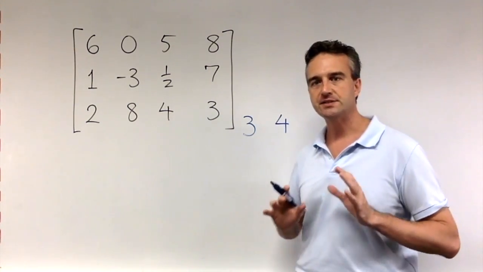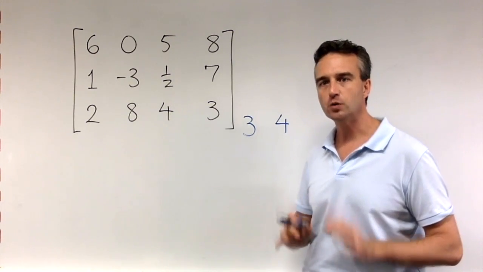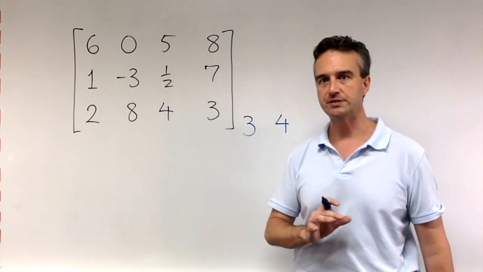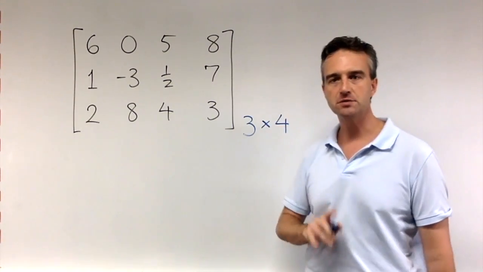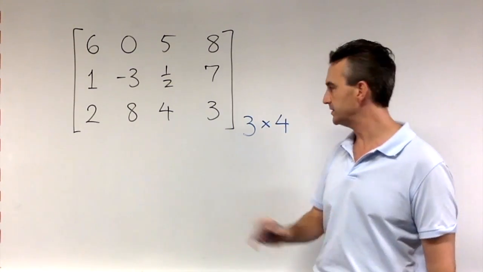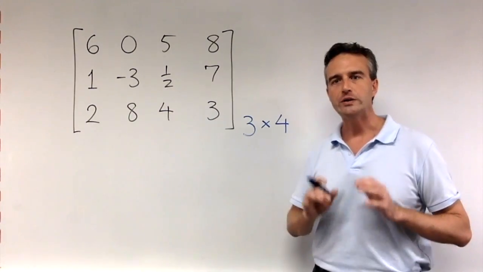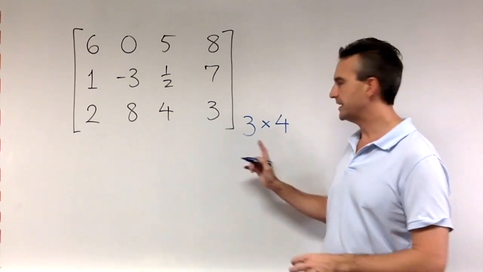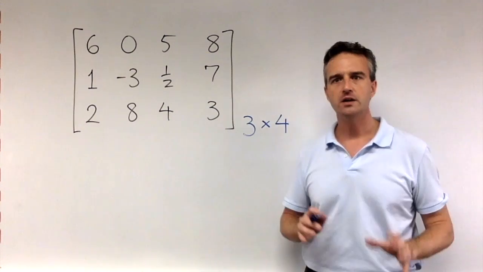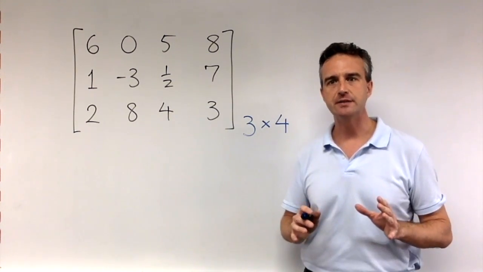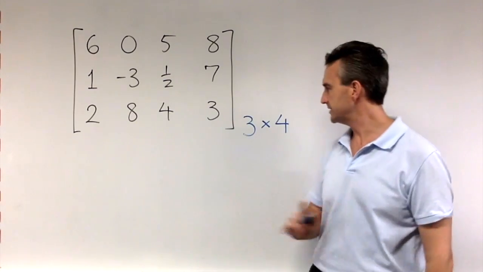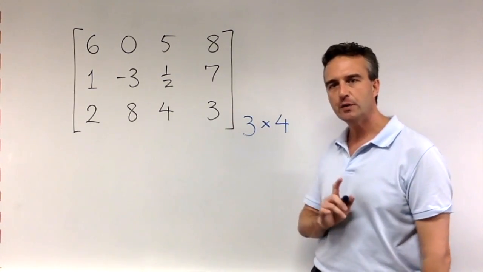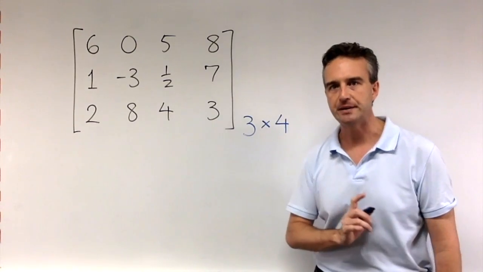So when describing the size of this matrix, we actually call it the order of the matrix. And the order of this matrix is, putting a multiply sign in the middle, we say the order is 3 by 4. We don't say 3 times 4, we just say 3 by 4. Kind of like we would describe the dimensions of a room. That by that. So the order of this matrix is 3 by 4. That's how we describe the size of any matrix.